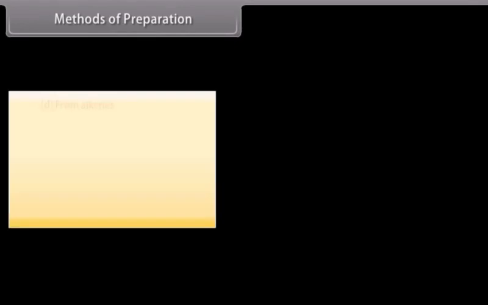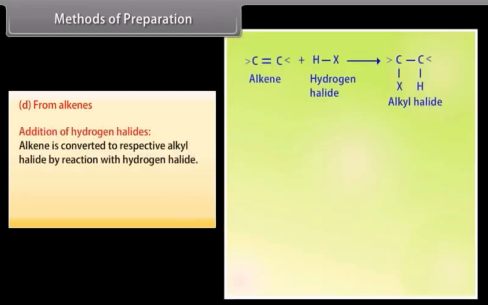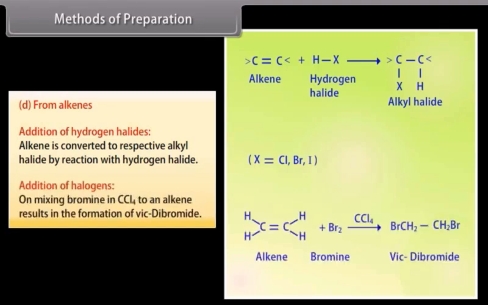Methods of preparation. From alkenes. Addition of hydrogen halides. An alkene is converted to alkyl halides by reaction with hydrogen halide. Addition of halogens. On mixing bromine in CCl4 with an alkene, it results in the formation of a vicinal dibromide.